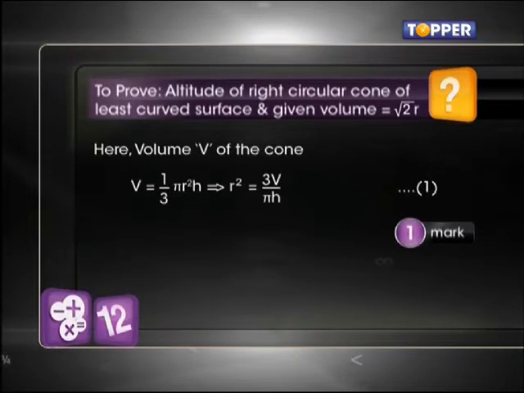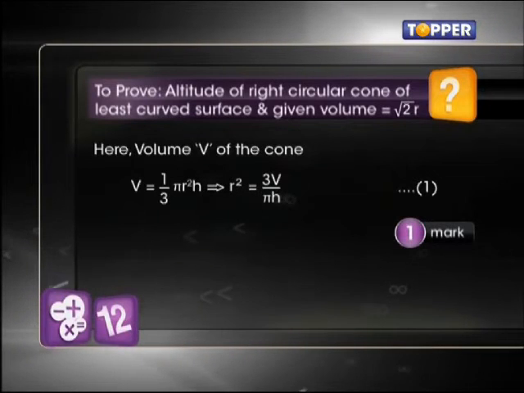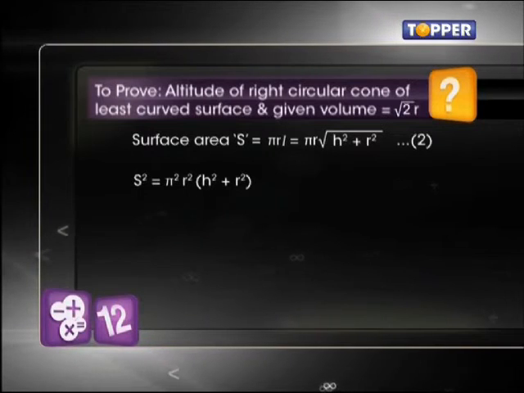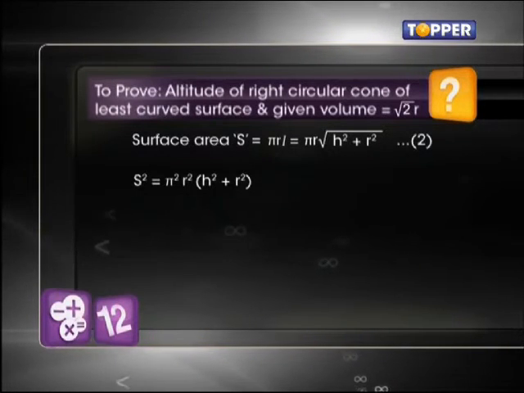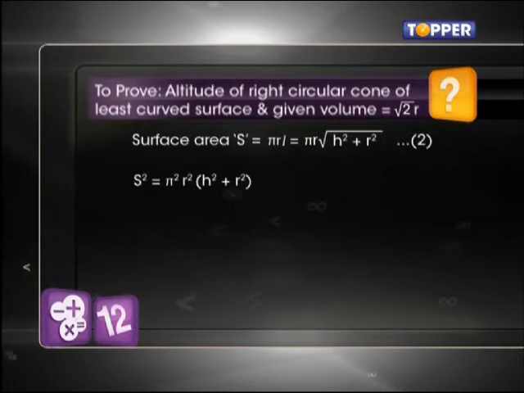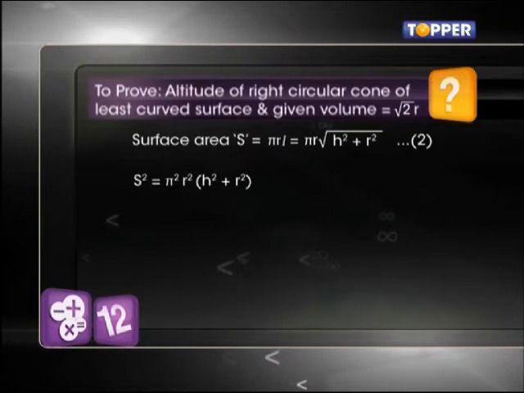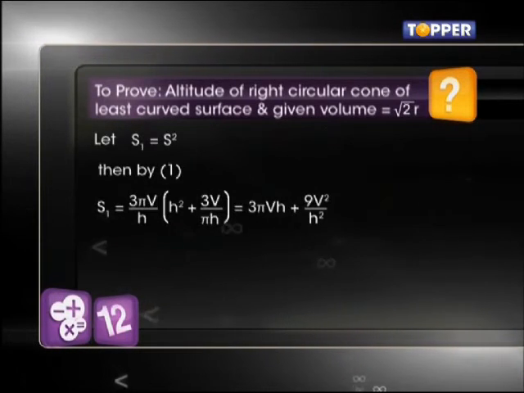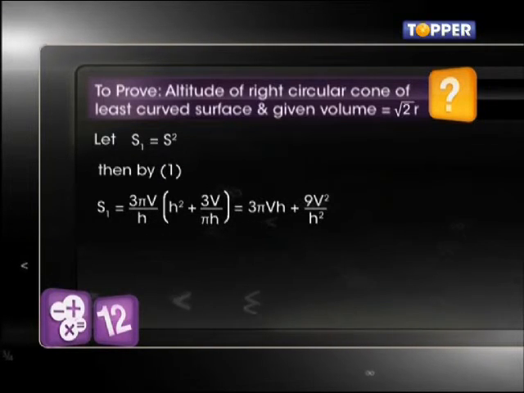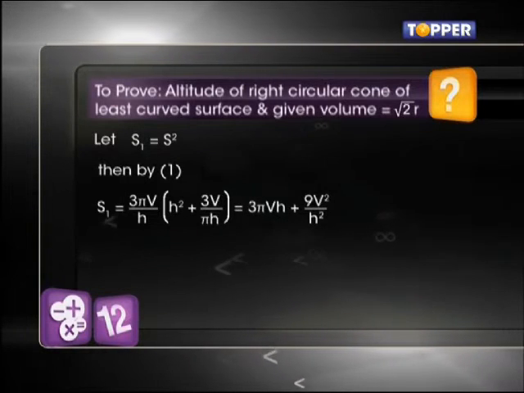Now, we can write r square in terms of h. And what about the curved surface? Again, we know that the curved surface area of the cone S is equal to pi into r into square root of h square plus r square. Squaring both sides and putting the value of r square in this equation, we get S1 equal to S square, which equals 3 pi V h plus 9V square upon h square.